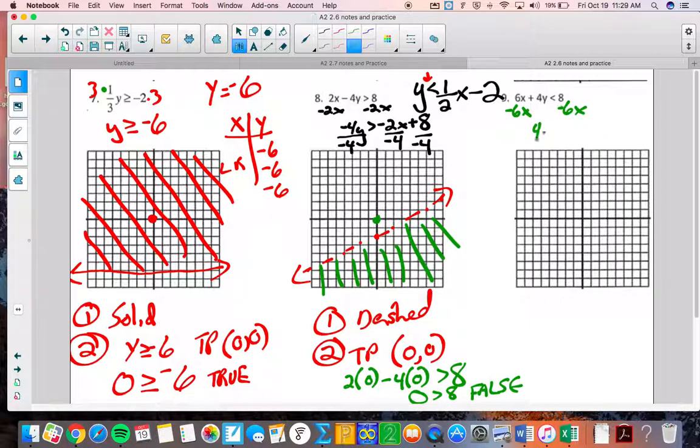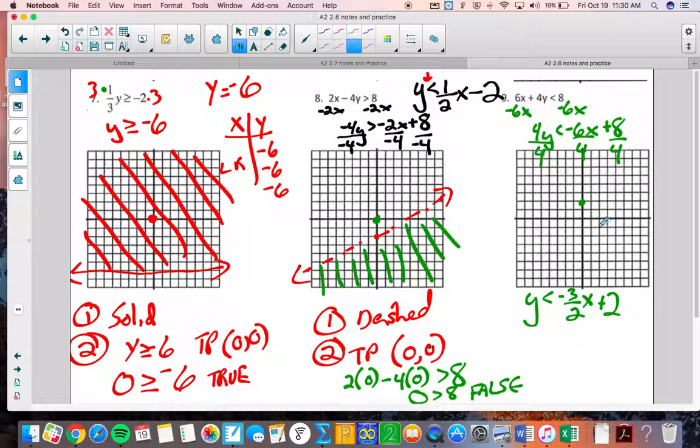So we get 4y is less than, put the x first, it's a negative 6x, and it's a positive 8. Now divide by 4. Now we are not dividing by a negative, so we do not flip the inequality direction. So we get, I guess I'll write it down here, y is less than negative 3/2 x plus 2. Divide the top and the bottom by 2. So y-intercept at 2.